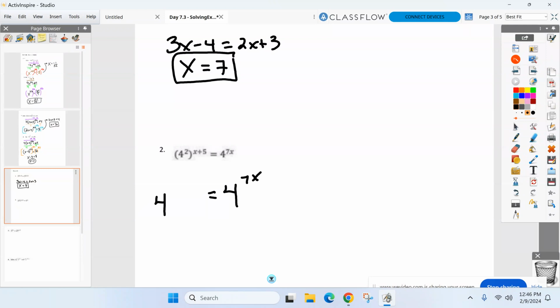So do we remember the exponent rule when I have an exponent raised to another one? Multiply them. I got to multiply them. So this is like distributing the 2. So this is going to be 4 raised to the 2x plus 10. All right, so I needed to clean up that left side by raising an exponent to another one. And now I have the same base. So I could take the 2x plus 10, set it equal to 7x, and roll.